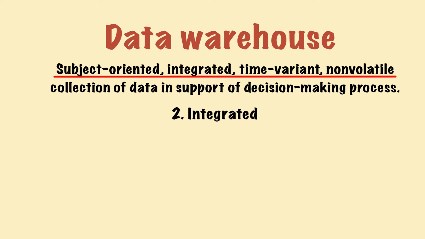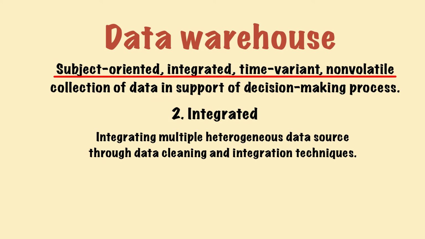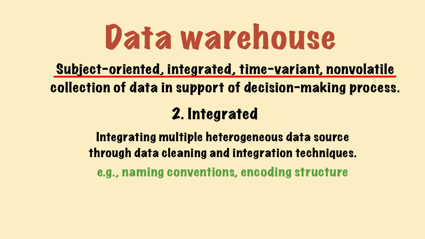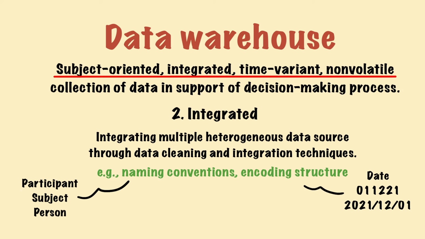The second characteristic is integrated data. Data warehouse integrates many heterogeneous data sources through the process called data cleaning and integration. For instance, naming conventions and encoding structure are typically different between data sources. Participant, subject, and person refer to the same thing, but they have different names and might be confusing sometimes. The date can also be encoded in different ways. These two representations point to the same day, but it takes effort to figure it out.